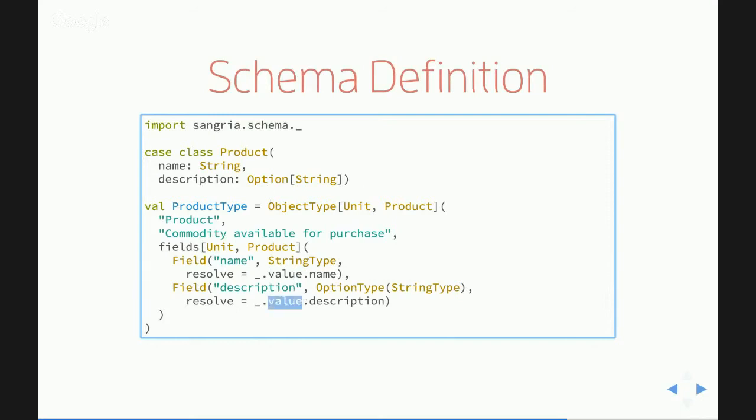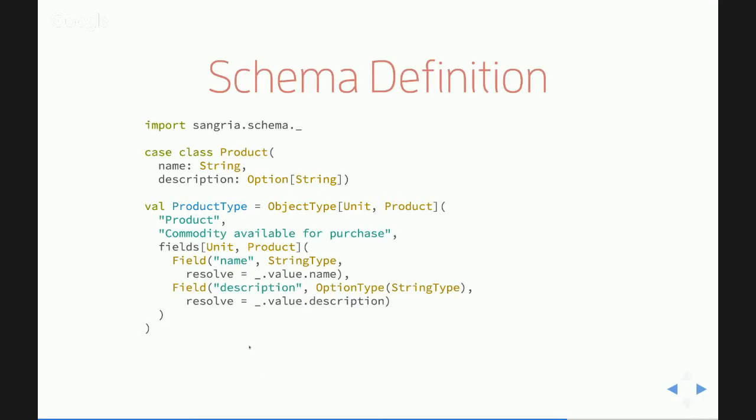And the same goes for description. Here I just want to give back a description for a product, and this is pretty much it. So this is a simple use case for a resolve function.